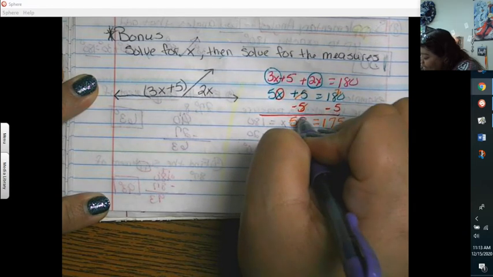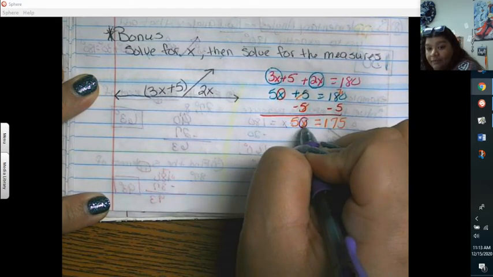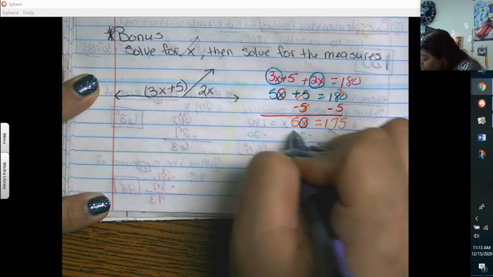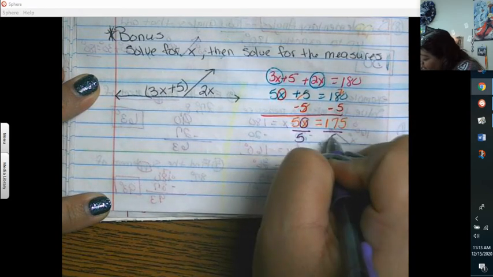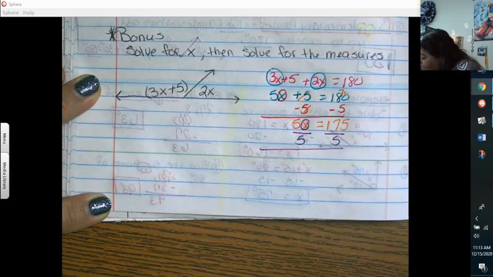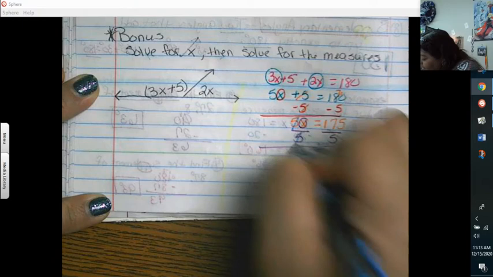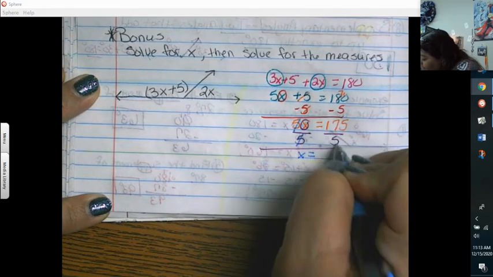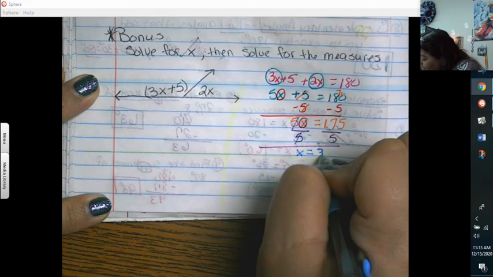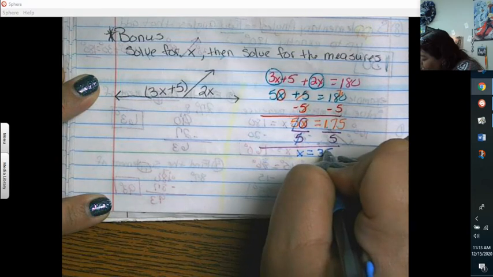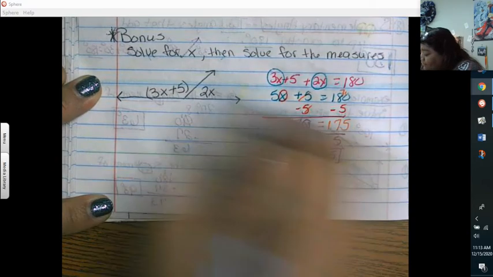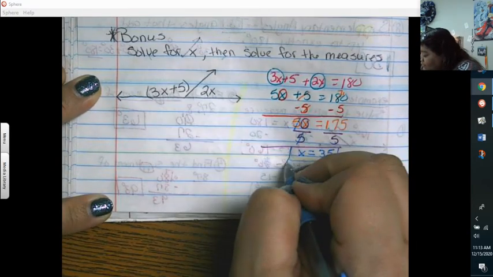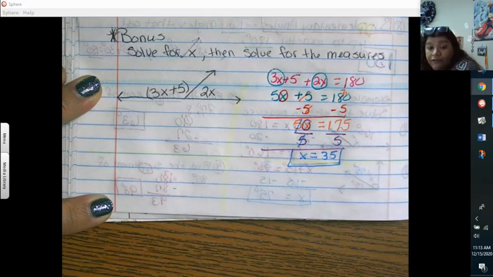Now I'm going to isolate again. And instead of multiplying by 5, we do the opposite. So I'm going to divide both sides by 5. And that's going to give me, 5 into 17 is 3. And 5 into 25 is 5. So there's my first part. x is equal to 35, okay?